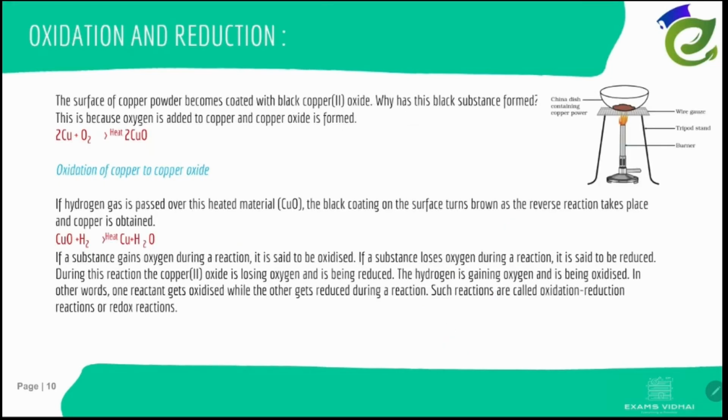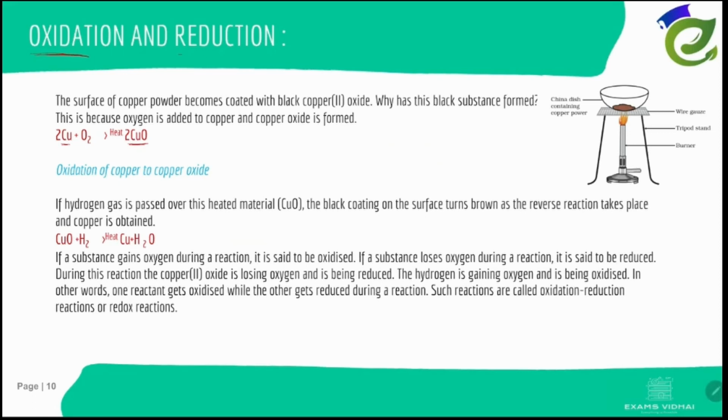Oxidation and reduction. What is oxidation? As the name says, oxidation, there is something related to oxygen. So, oxidation is the addition of oxygen. If we take copper powder and heat it, the surface will become black in color. So, what is this reaction? Copper is reacting with oxygen in the atmosphere. Therefore, it forms copper oxide, and copper oxide is black in color. Therefore, this reaction is an oxidation reaction because oxygen is being added to copper.